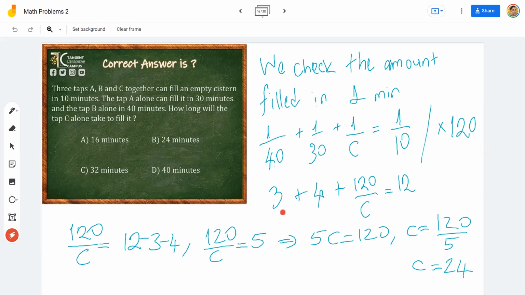To solve this, these two together make 7, and we move them to the other side. So what we are left with is 120 over C equals 5. If you do the cross product and simplify it, we will get C equals 24.